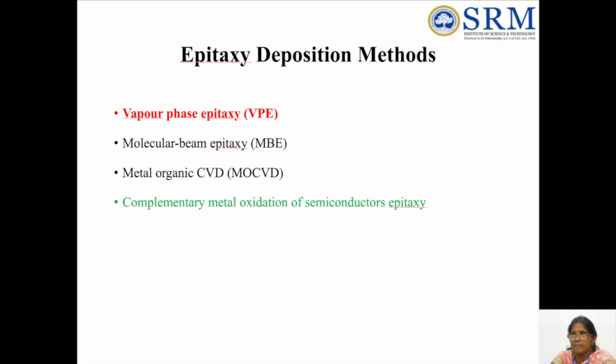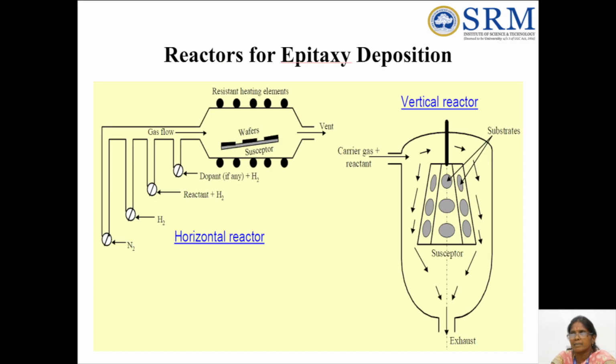Next, epitaxy deposition methods. Various types: vapor phase epitaxy, molecular beam epitaxy, metal organic CVD. CVD means chemical vapor deposition, complementary metal oxide semiconductor epitaxy. This is a diagram for a reactor of epitaxy deposition. There are two types, one is horizontal, the other one is vertical.